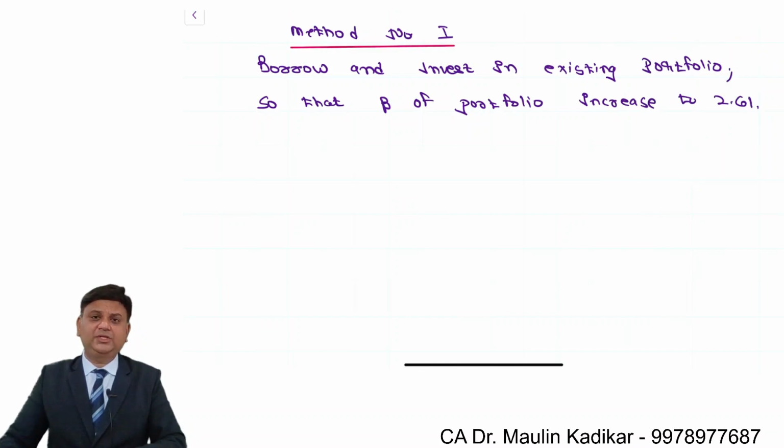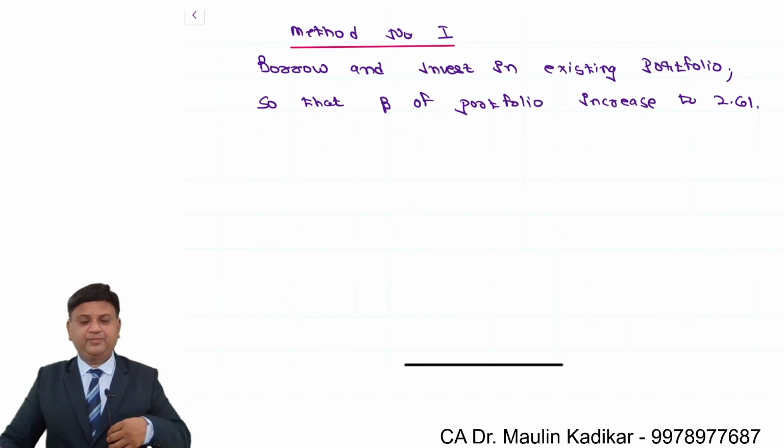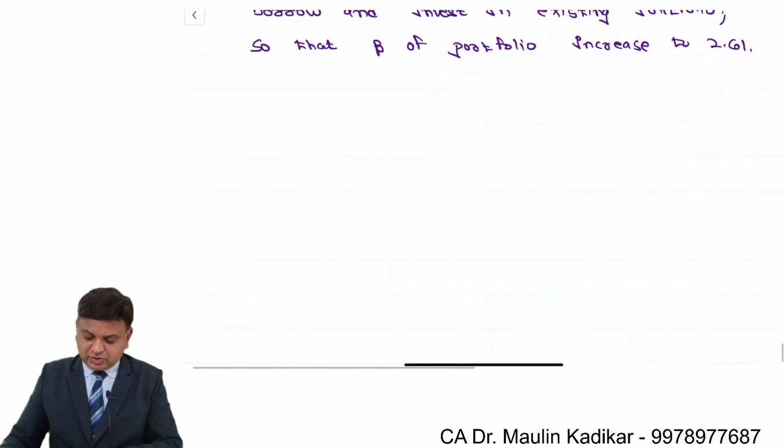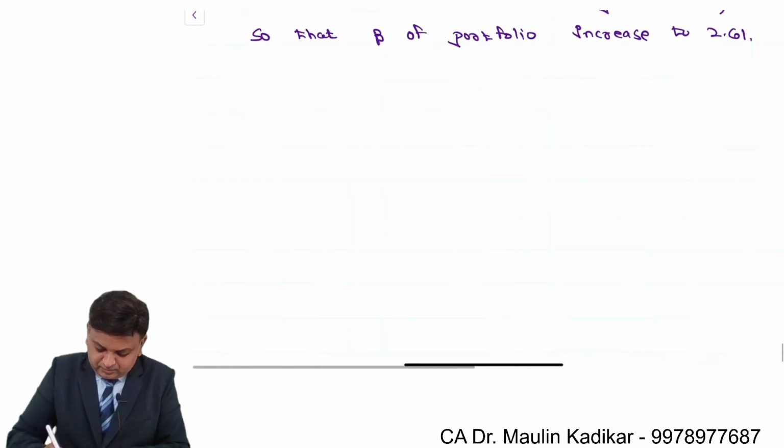We will make the calculation of the amount of funds to be borrowed and invested in the existing portfolio so that the beta increases. Of course, friends, whenever you borrow, the rate of interest at which you have to pay interest is fixed. So it does not have any fluctuation. So the beta for the borrowing of funds will always be 0. Why? Because it does not have any fluctuation. So write down a note for this.